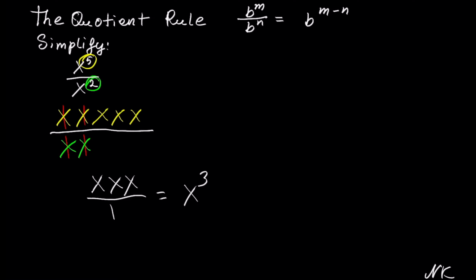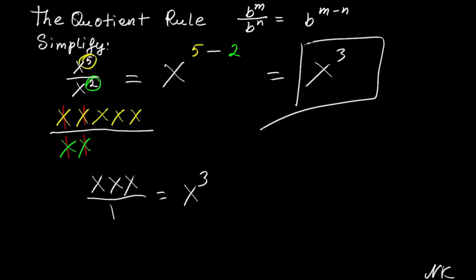We can get the same solution by taking original base from the problem, which is x, and having the numerator power of 5 minus denominator power of 2. And this will give us x to the 5 minus 2, which is 3 as well. So x to the third is our solution.